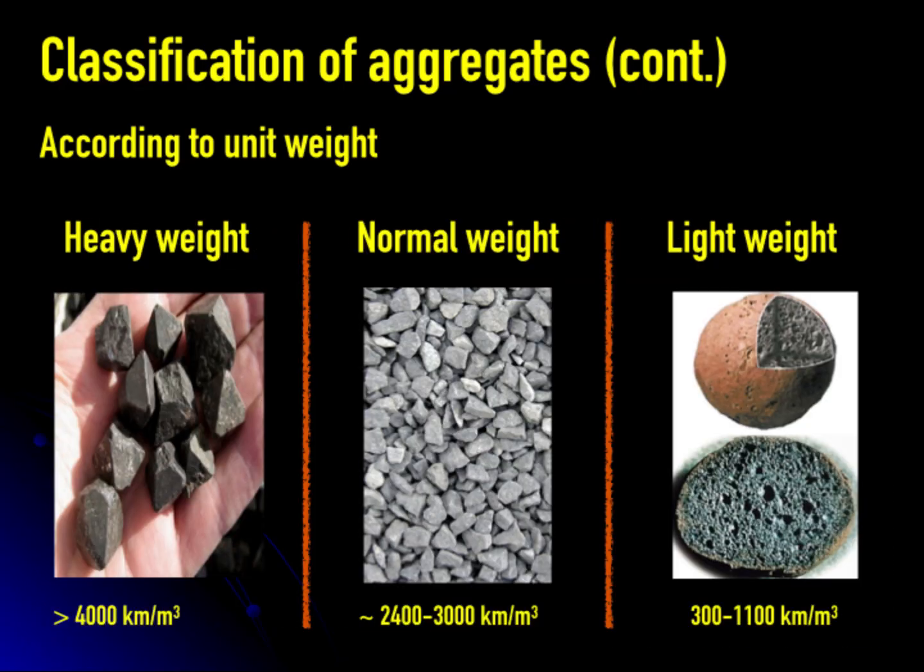According to unit weight, aggregates are classified into 3 levels, which are heavyweight, normal weight, and lightweight aggregate. The heavyweight aggregate is the aggregate having the density more than 40 kilograms per cubic meters. For normal weight aggregate, which is widely used in many types of concrete, it has density ranging from 400 to 30 kilograms per cubic meters. And the lightweight aggregate has density between 300 to 100 kilograms per cubic meters.